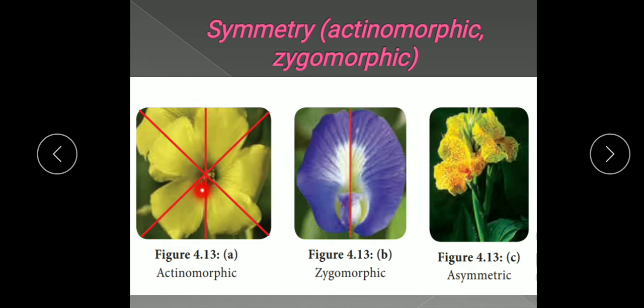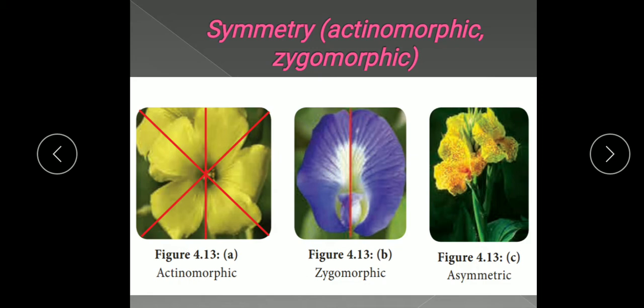Suppose we are dividing the flower in this direction, passing through the center of the flower, and we are getting two equal halves. So this type of symmetry is known as actinomorphic symmetry. It is also called radial symmetry, or regular. This is found in mustard, that is Brassica, tomato, Lycopersicon, Dianthus, Datura, chili. These are all flowers which show actinomorphic symmetry.